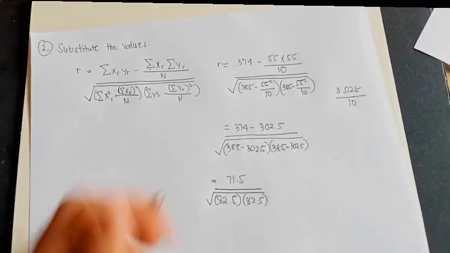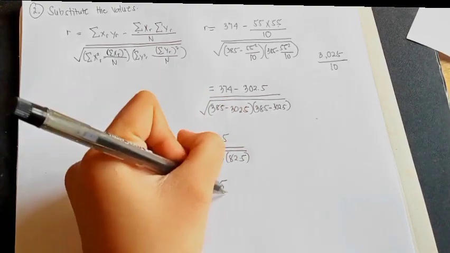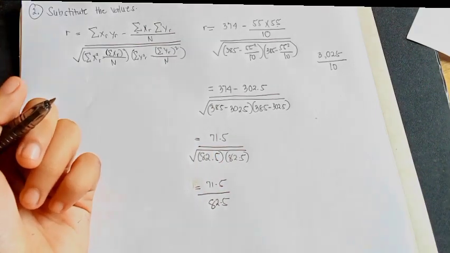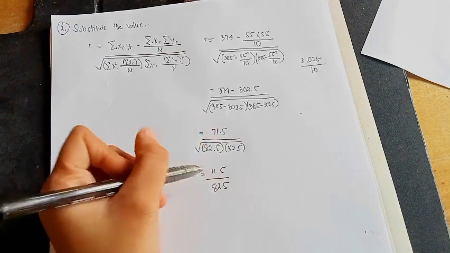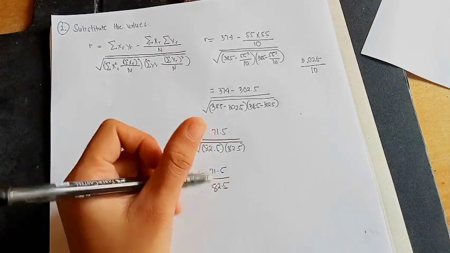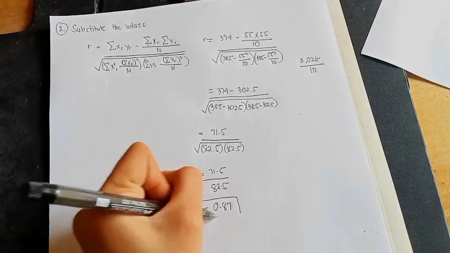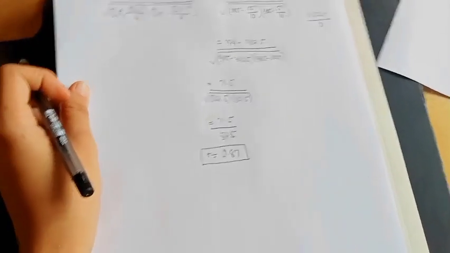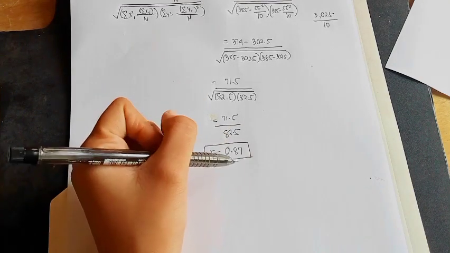So what is our answer? It is equal to 71.5 over 82.5. So to sum this all up, 71.5 divided by 82.5 is 0.87. So this is our result. So the Spearman rank correlation coefficient obtained from our calculation is 0.87.